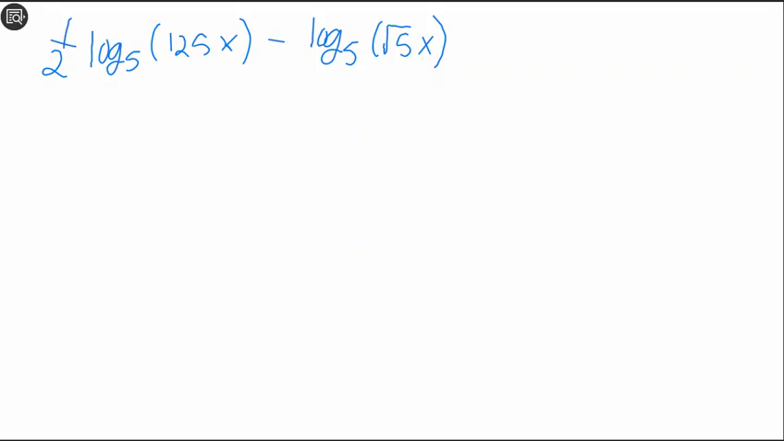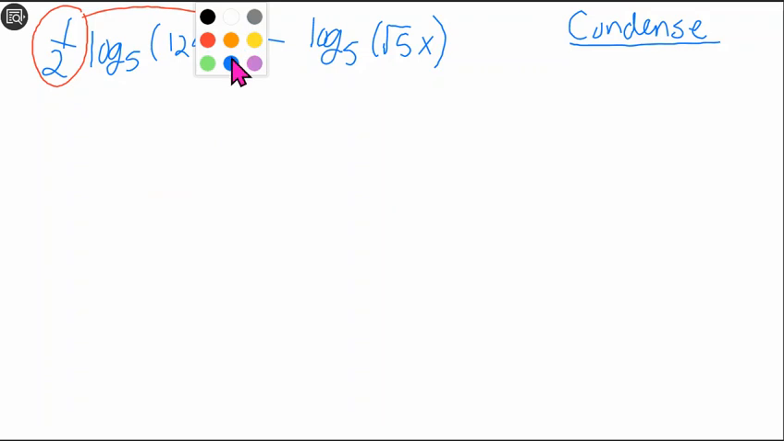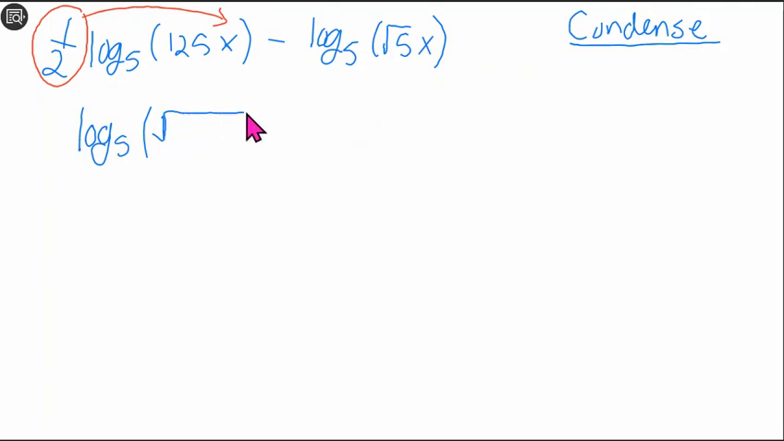Okay, so here we have a problem where we're going to condense. Before I write my final answer, I am going to completely condense. So I'm going to start by taking my coefficient here, and I'm going to turn it into a power. Now that 1/2 is a... okay, so let's take that 1/2 power, which is a square root, okay? And notice here that only the root 5 is in the radical.